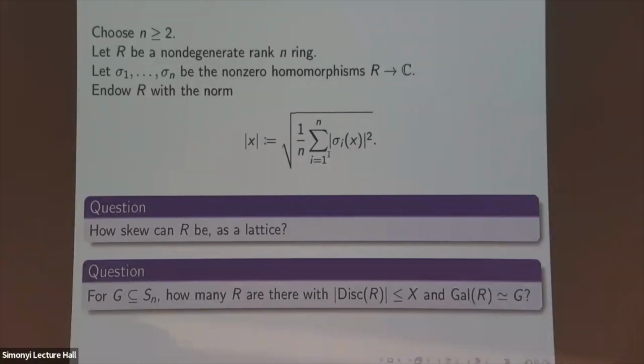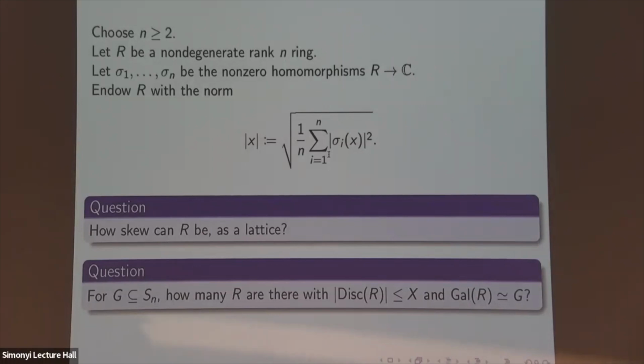So if it's a product of orders, what do you mean by the Galois group? Oh, I just mean take the corresponding étale algebra, take the Galois closure of that étale algebra, and then take the Galois group of that. It might not be a transitive subgroup of S_n. Right, so I want to also consider non-transitive subgroups in this talk.